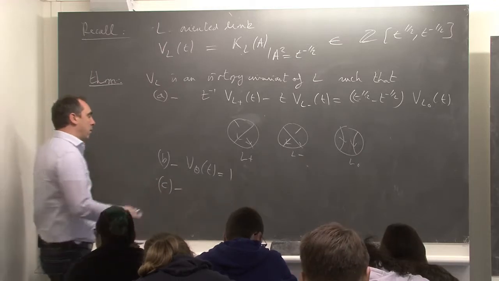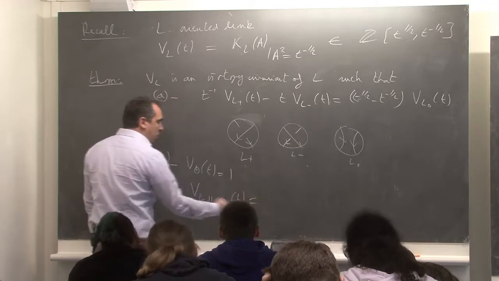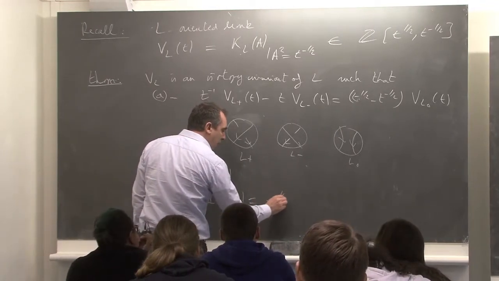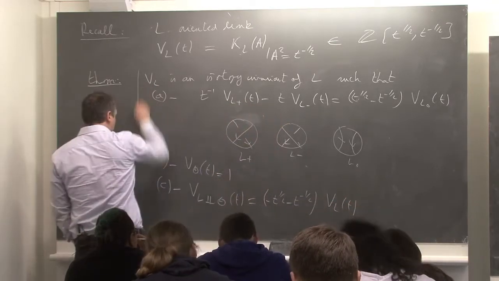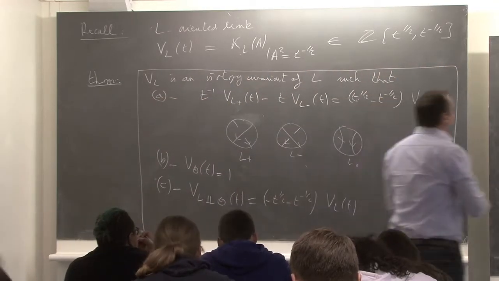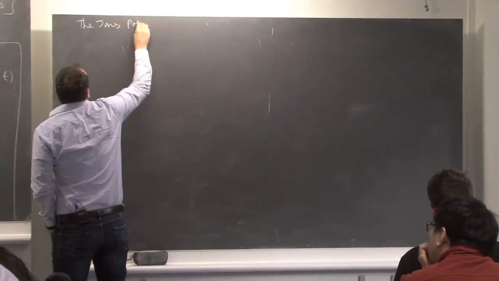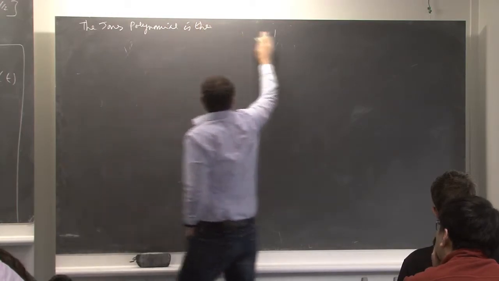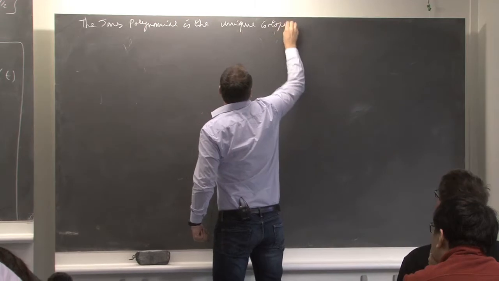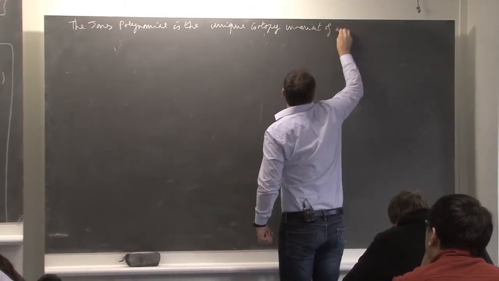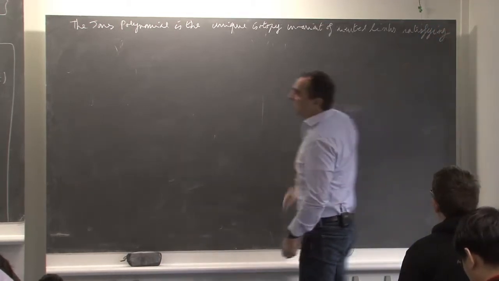And it satisfies the following: if you add to a link a disjoint circle, then the Jones polynomial is modified by multiplying by (-t^(1/2) - t^(-1/2)), so V of L union a circle equals (-t^(1/2) - t^(-1/2)) V_L(t). Then we can say that the Jones polynomial is the unique isotopy invariant of oriented links which satisfies properties A and B.